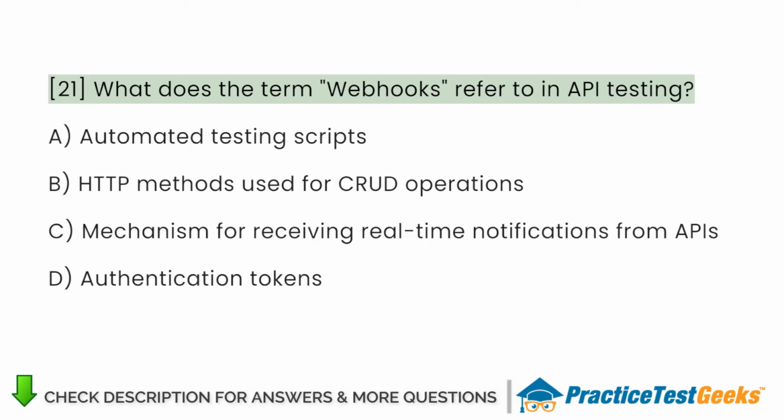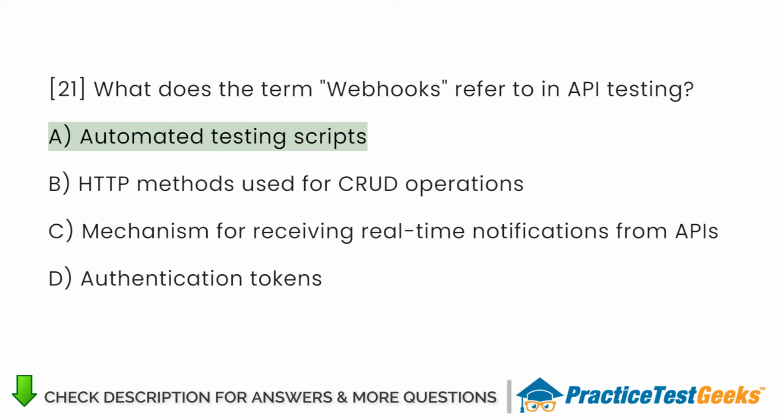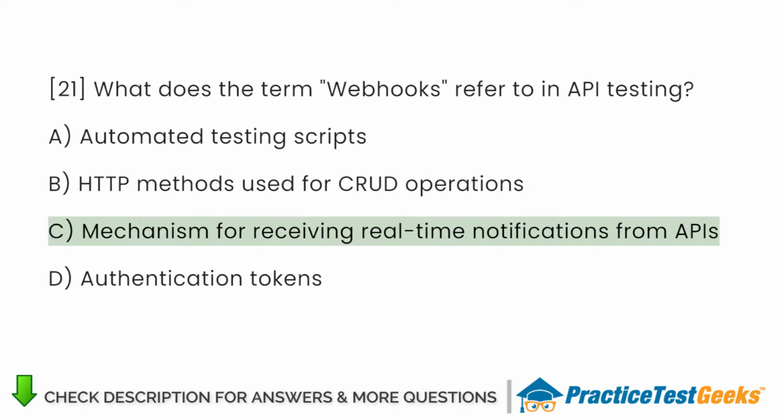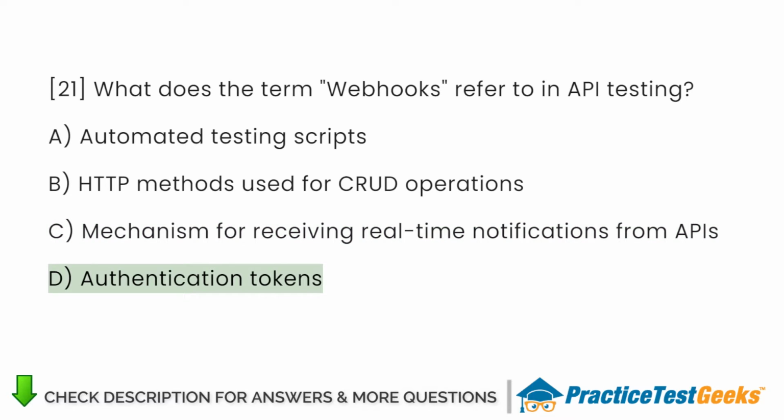What does the term webhooks refer to in API testing? A. Automated testing scripts. B. HTTP methods used for CRUD operations. C. Mechanism for receiving real-time notifications from APIs. D. Authentication tokens.